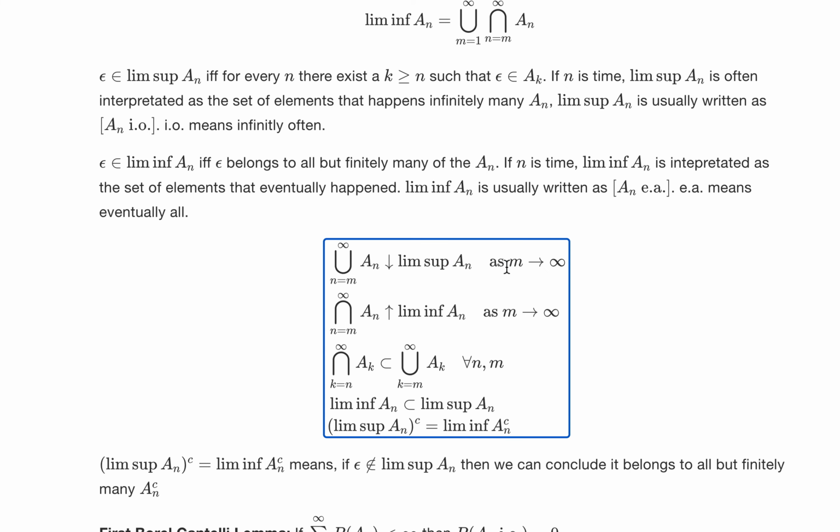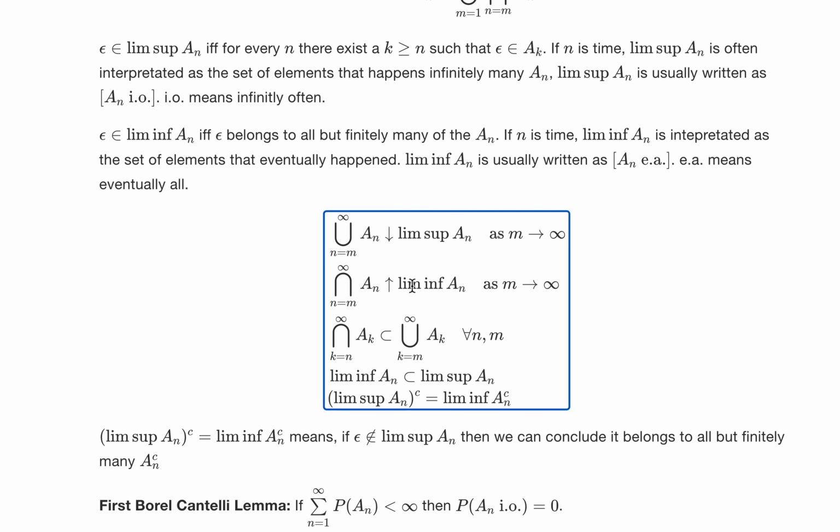So let's further look at some of the equations here. For limsup, the inner part is a union set. This set will decrease as m goes to infinity, because there will be fewer and fewer A_n in this union. So it's a decreasing set. It will decrease to its limit, which is the limsup of A_n. On the other side, for liminf, the inner part is the intersection of A_n. As m goes to infinity, there will be fewer A_n intersected with each other, so this set will be increasing, and will increase to the liminf of A_n.